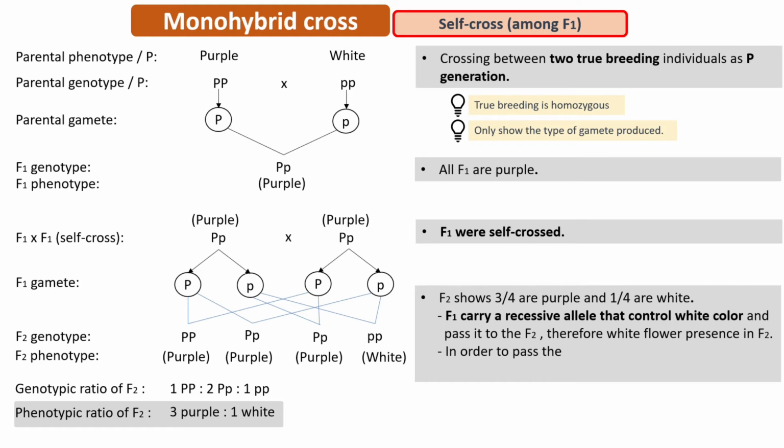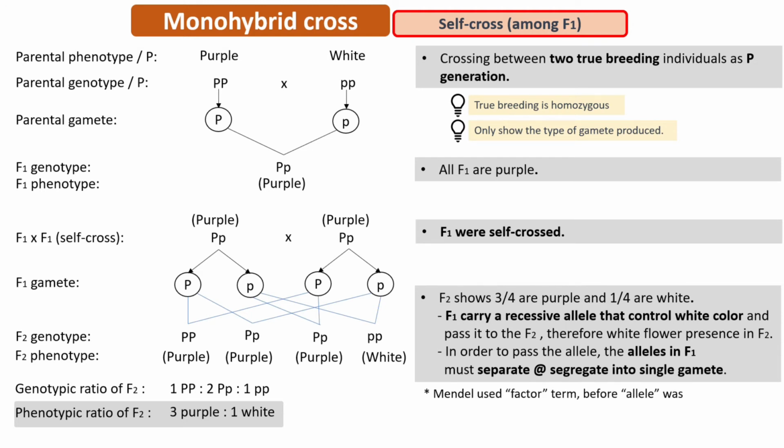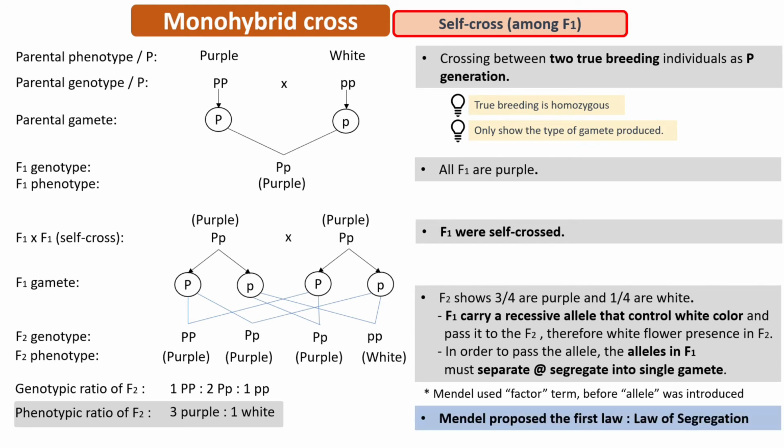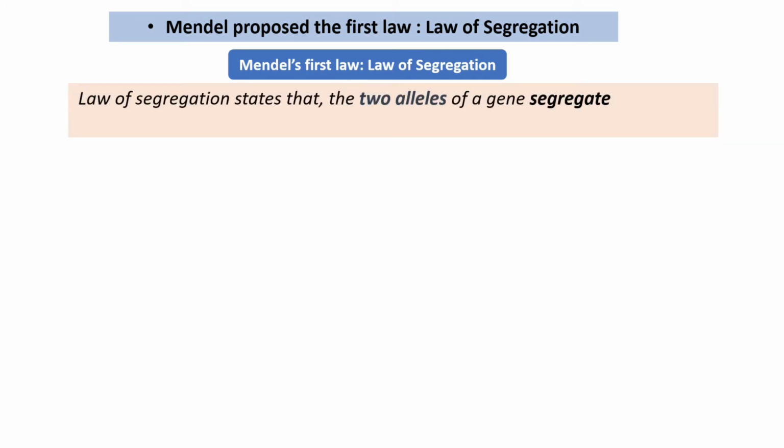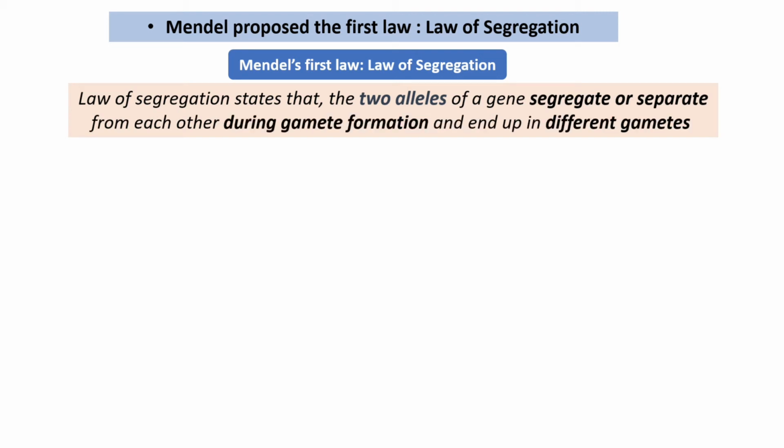In order to pass on the alleles, the alleles in the first generation must separate, or segregate, into single gametes. During Mendel's time, he used the term factor, and later, allele was introduced. From these findings, Mendel proposed the first law, which is the law of segregation. The law of segregation states that the two alleles of a gene segregate or separate from each other during gamete formation and end up in different gametes.